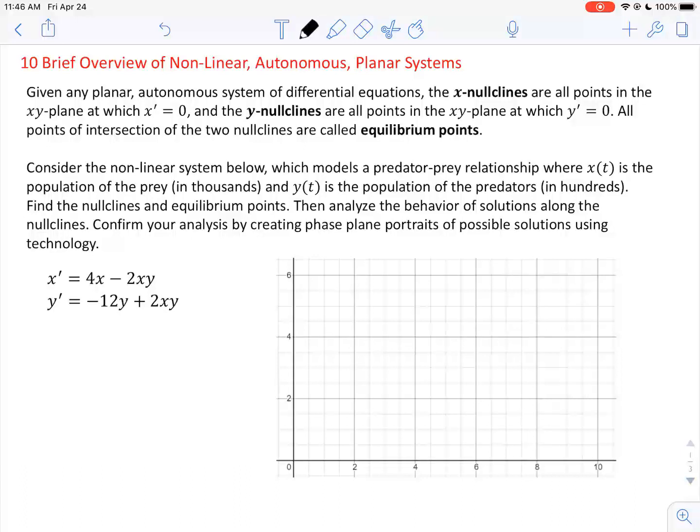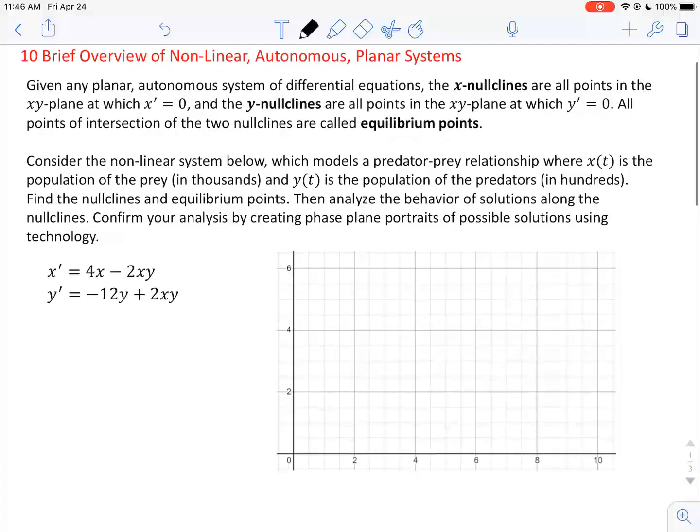So consider the system below. It's nonlinear. We know it's nonlinear because we have a nonlinear term right here. We have an x times y. That makes it nonlinear overall, and both equations have a nonlinear term. We just needed one equation to have a nonlinear term to be a nonlinear system. And notice it's autonomous. There's no t's explicitly involved in the system.